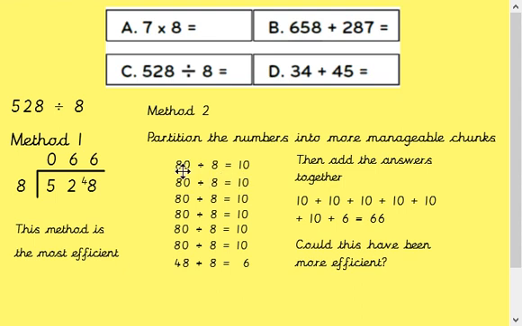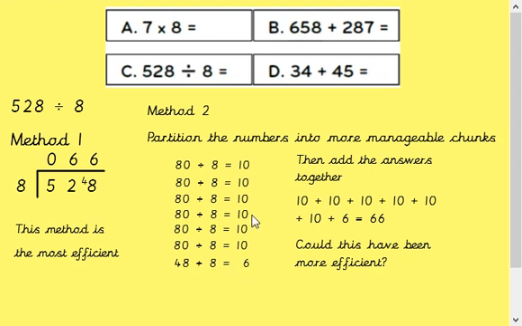And what I need to do is find out how many chunks of 80 I can take out of 528. And then the last number at the bottom here is 48. So 80 divided by 8 is 10, and I do that for every single chunk of 80. And then at the bottom here, 48 divided by 8 is 6.